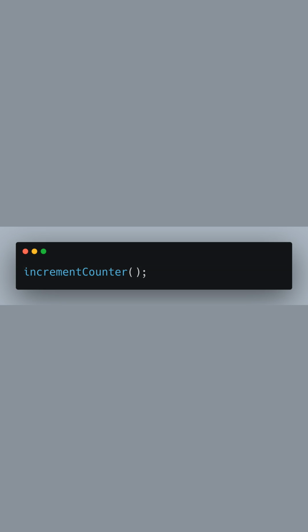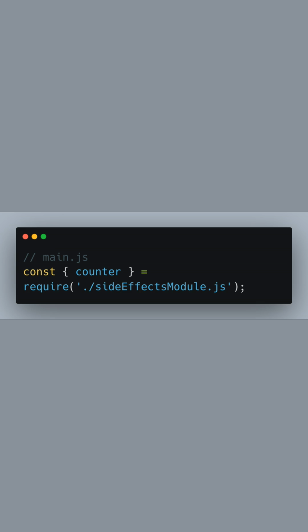Finally, we're exporting our counter variable. Because we've called increment counter already, the exported value of counter will be 1, not 0. This is a clear side effect as the state of counter has changed due to the import and not any direct interaction. Now, let's move over to the main JS file.